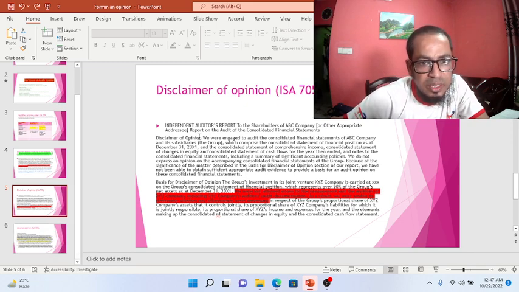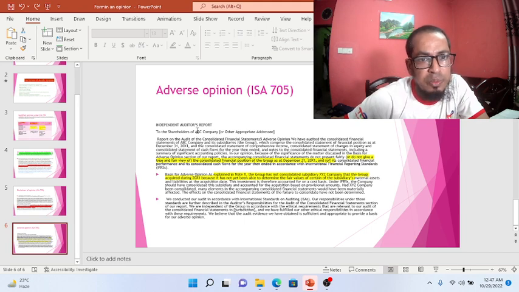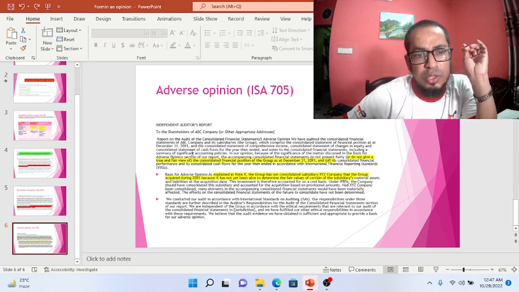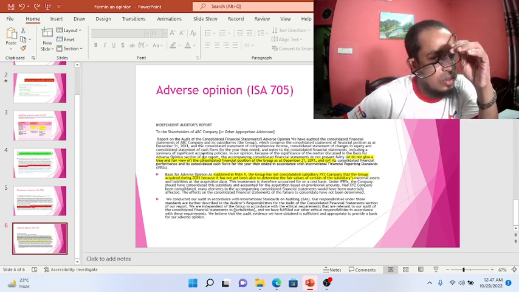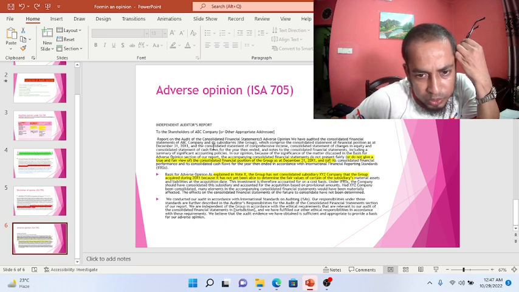This is available on the website of ISA 705. I have collected it from there. You can download and have this report. Adverse opinion: this also we should know. This is also an independent auditor's report to the shareholders of ABC company. This is also a group financial statement or consolidation report.